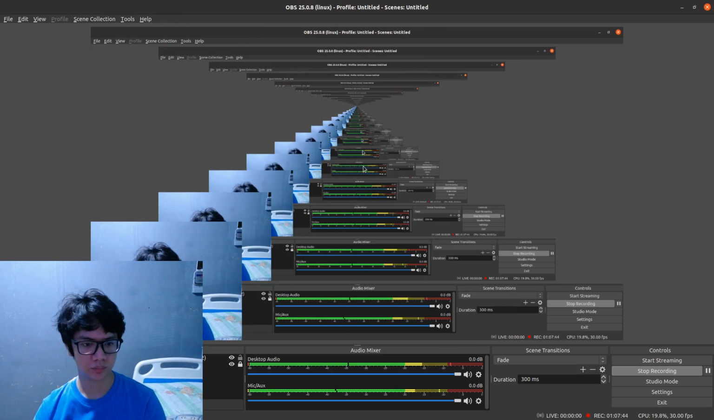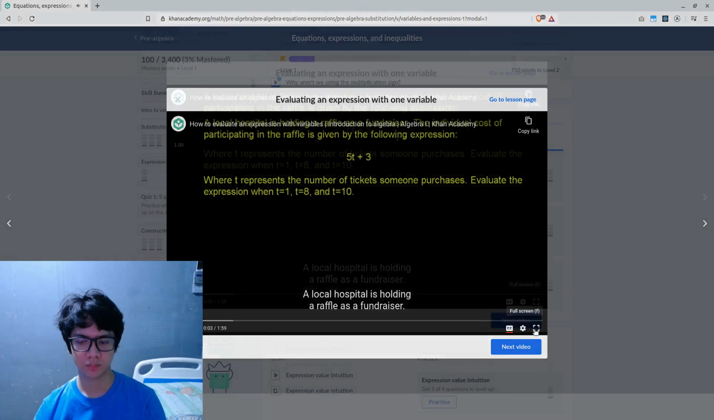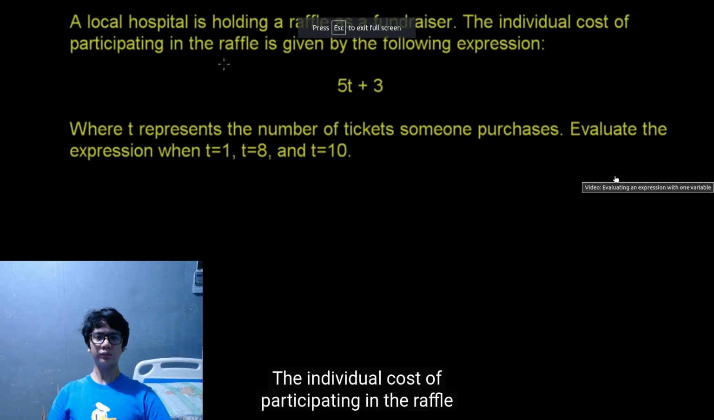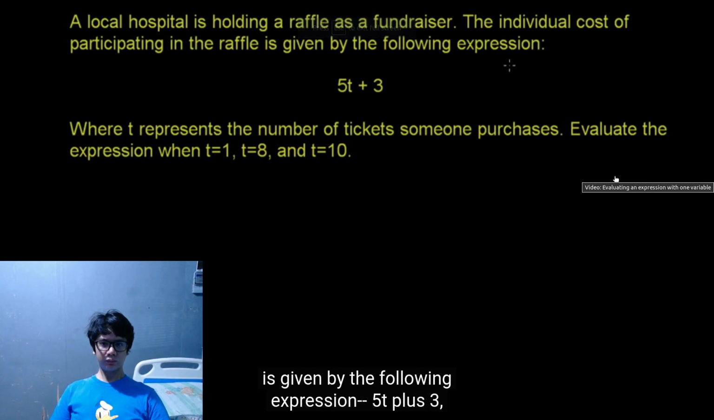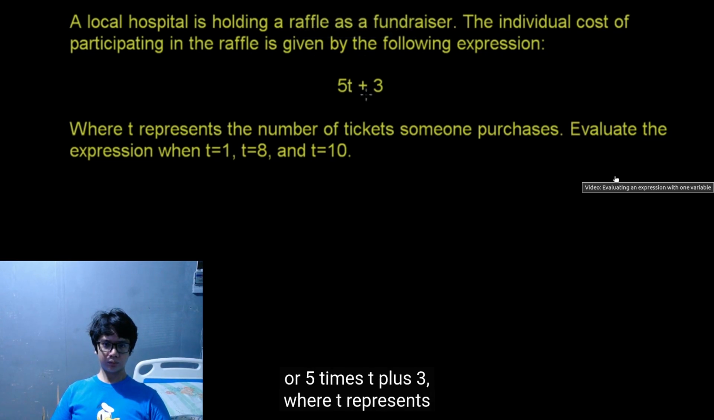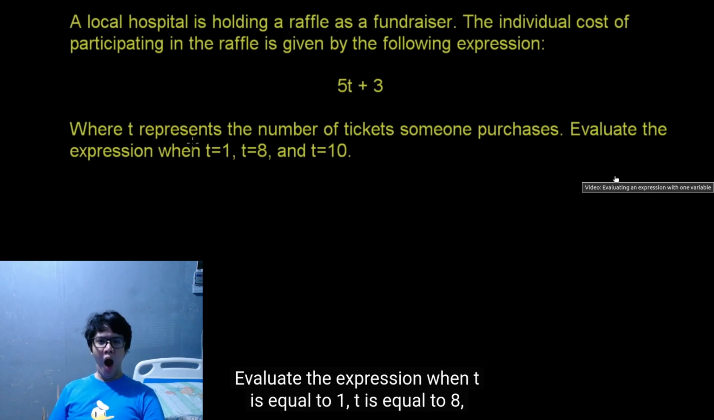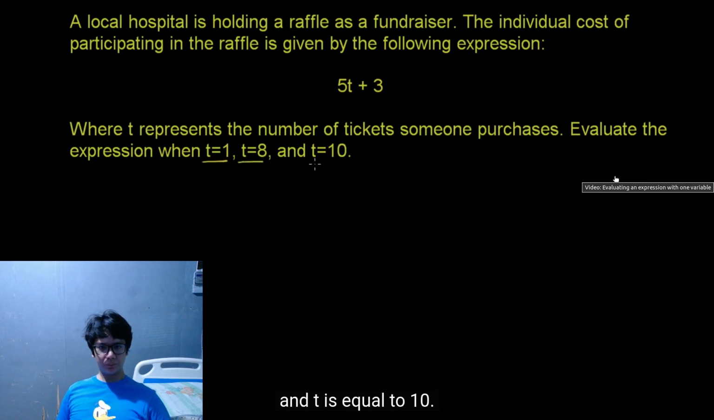A local hospital is holding a raffle as a fundraiser. The individual cost of participating in the raffle is given by the following expression: 5t plus 3, or 5 times t plus 3, where t represents the number of tickets someone purchases. Evaluate the expression when t is equal to 1, t is equal to 8, and t is equal to 10.